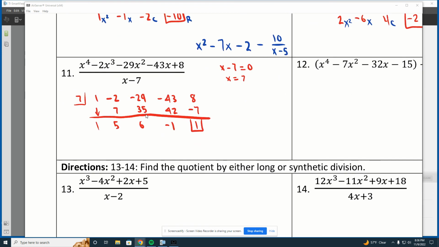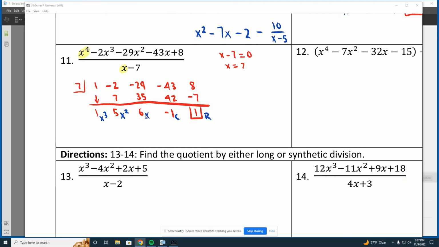So look, this time is a little different than the last one because my biggest exponent was x to the fourth. I divided by x to the first. So naturally, my next one will be x cubed. Think about it, x to the fourth divided by x. And then it works its way down. Then we got x squared, then x, then constant, then remainder. See, everything's accounted for. That's how I know I did it right.